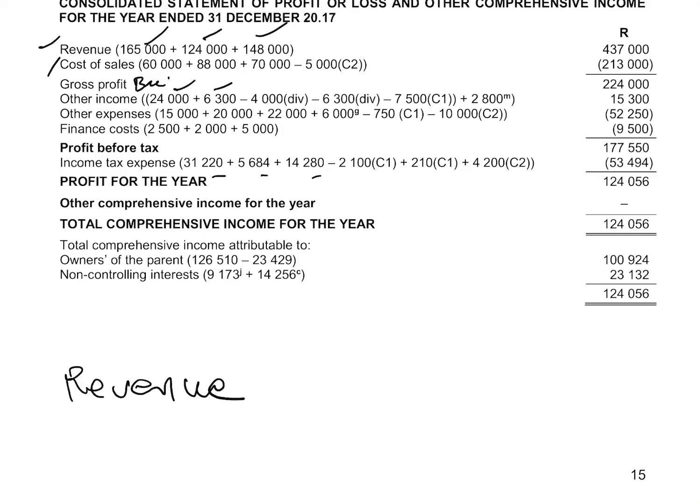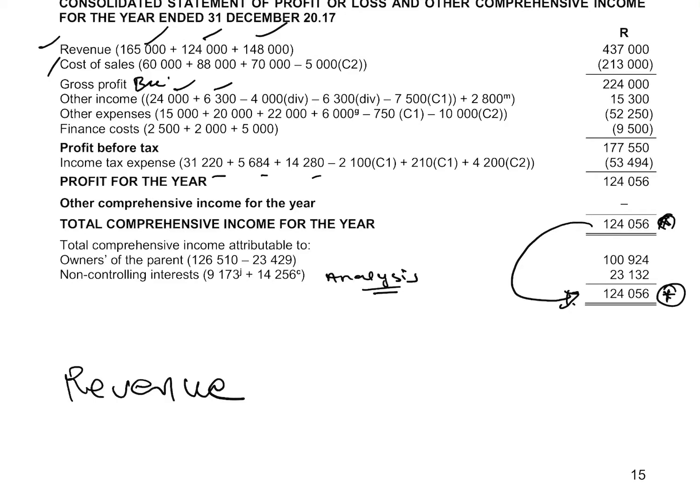Then other comprehensive income. If there is no other comprehensive income for this question, then we've got total comprehensive income for the year. Total comprehensive income attributable to, we've got owners of parent and non-controlling interest. As you can see here, there's 124,056. This we are going to find after we've made the adjustments. Take note, this is an amount that is coming from the total comprehensive income. And then the NCI will come from the analysis that we are going to be calculating. Right, so we have that information.